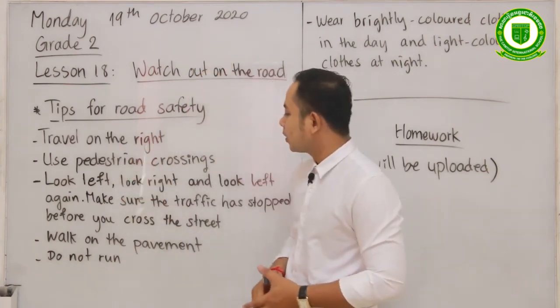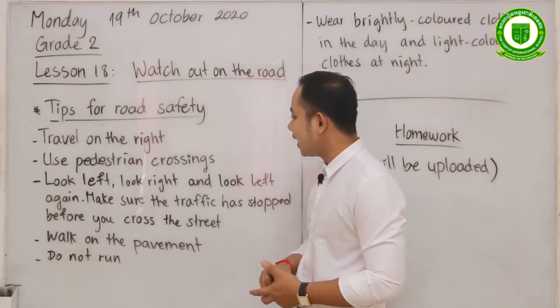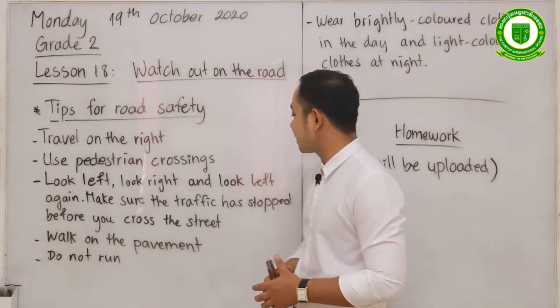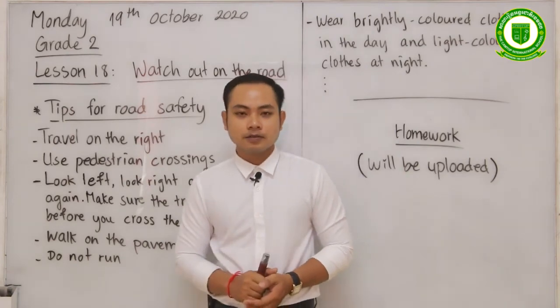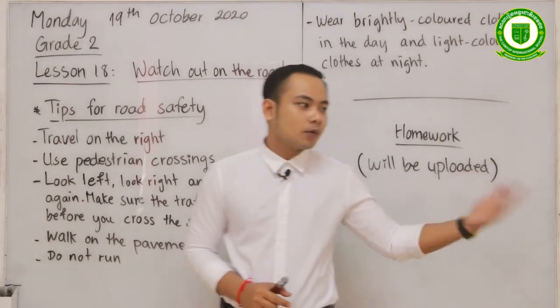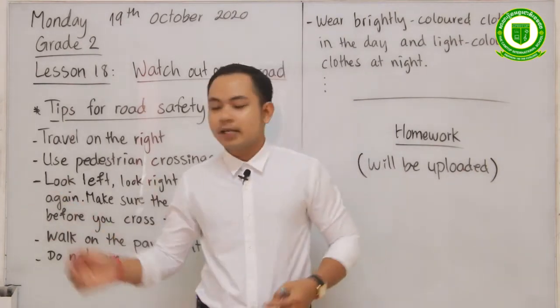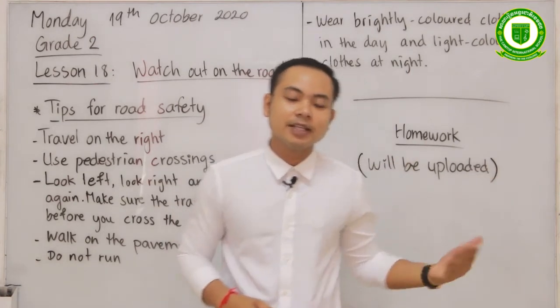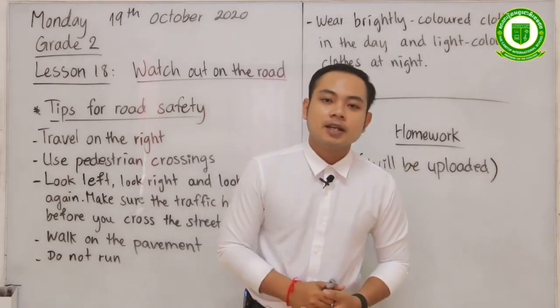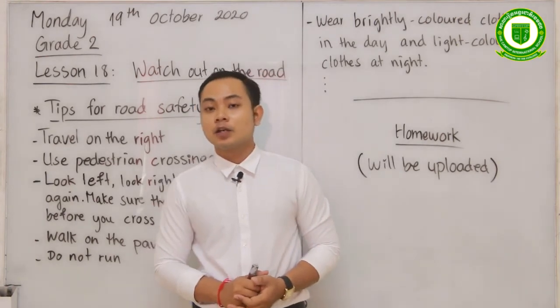Look left, look right, look left again. Make sure the traffic has stopped before you cross the street. So you have to look right, left first, right, and then left again, and then you can cross the street. But make sure that the traffic has stopped for you before you cross the street.